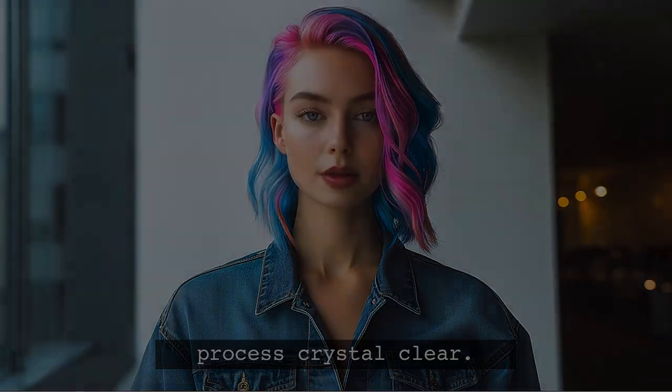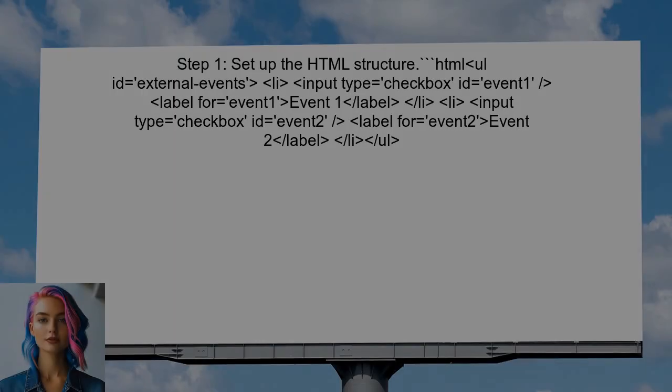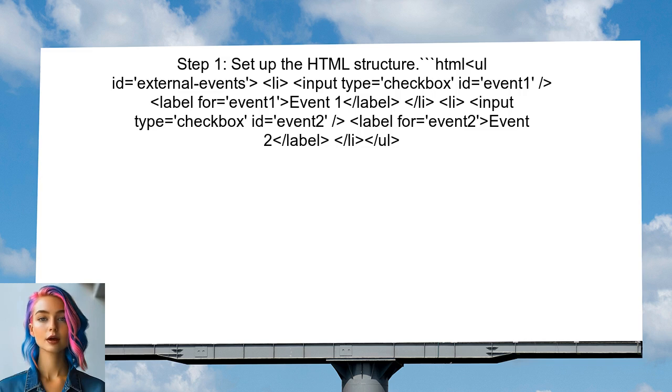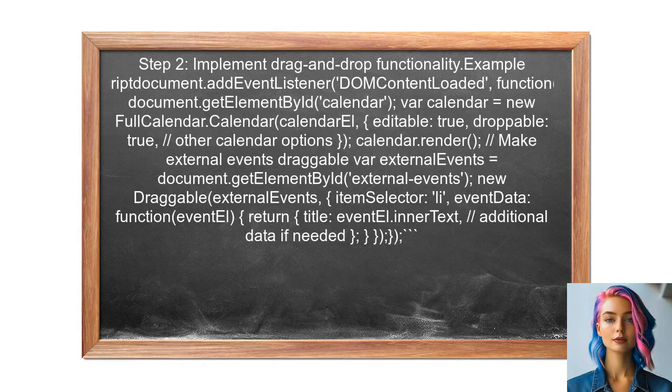you implement it seamlessly. To begin solving this problem, the user should first set up the HTML structure. This includes creating a list of external events with checkboxes beside each event. Next, the user should implement the drag and drop functionality. This can be achieved using FullCalendar's external drag and drop feature. The user needs to initialize the calendar and make the external events draggable.